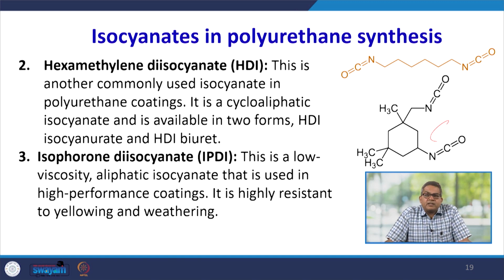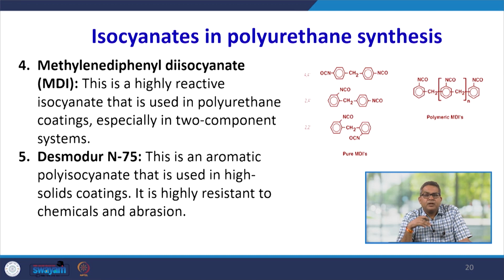Then hexamethylene diisocyanate, HDI. This is another commonly used isocyanate in polyurethane coating. It is an aliphatic isocyanate, and it is available in two forms: HDI isocyanate and HDI biuret. Isophorone diisocyanate, IPDI, is another form, and this is a low viscosity aliphatic isocyanate that is used in high performance coating, and it is highly resistant to yellowing and weathering. Sometimes the weathering effect also plays a very vital role. In that category, this particular isocyanate is useful.